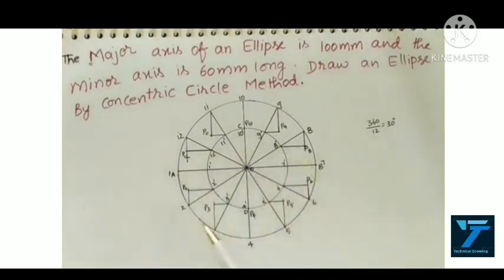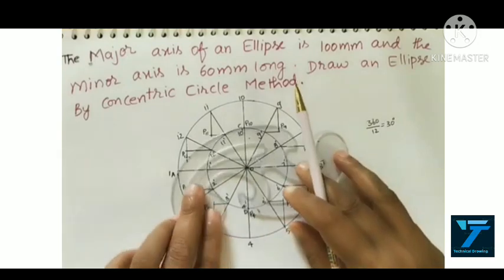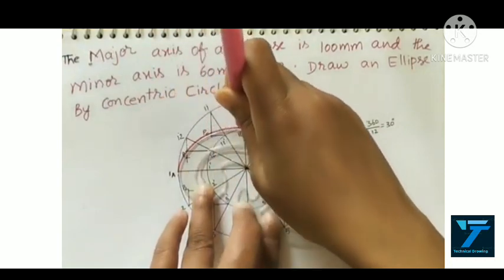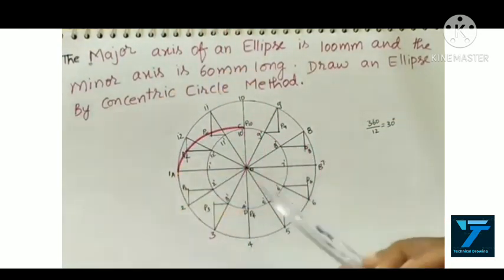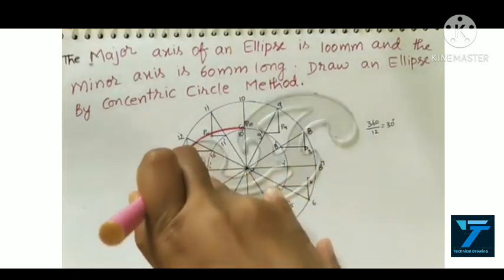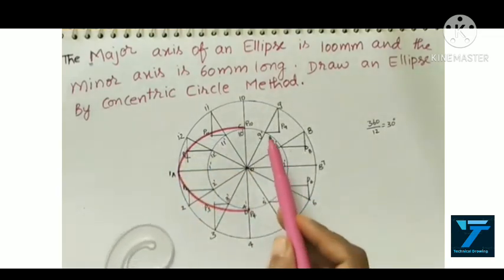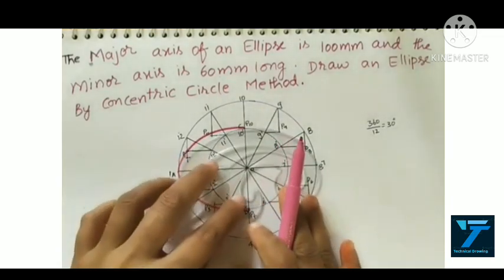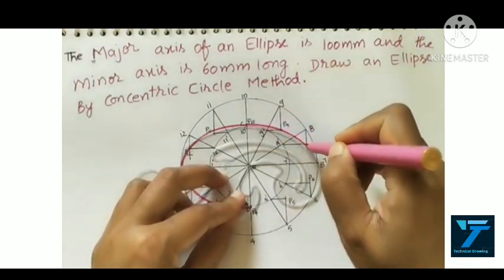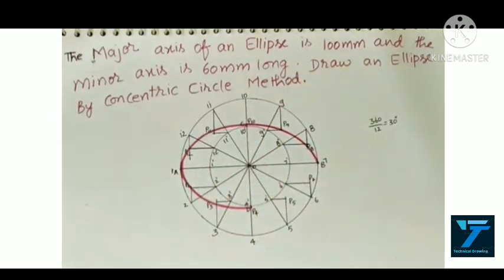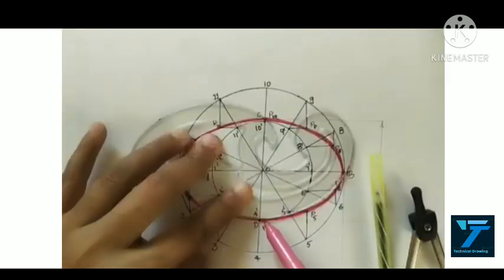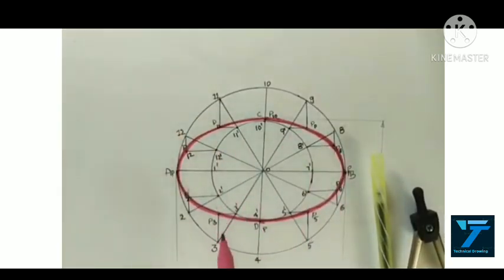For joining all these points, I am using the French curve so that it is easy to draw the ellipse. Now join all these points. For this side, make it reverse and join the points. For these points, take the same curve, keep this side, and keep these points on this curve. And here, make it reverse and join all these points. So this is the ellipse by using the concentric circle method.